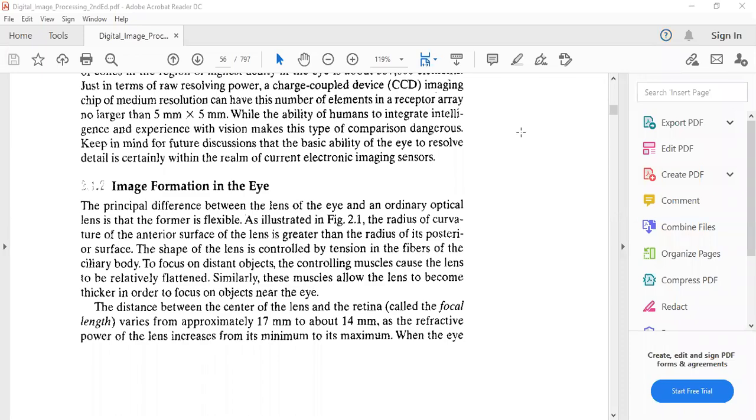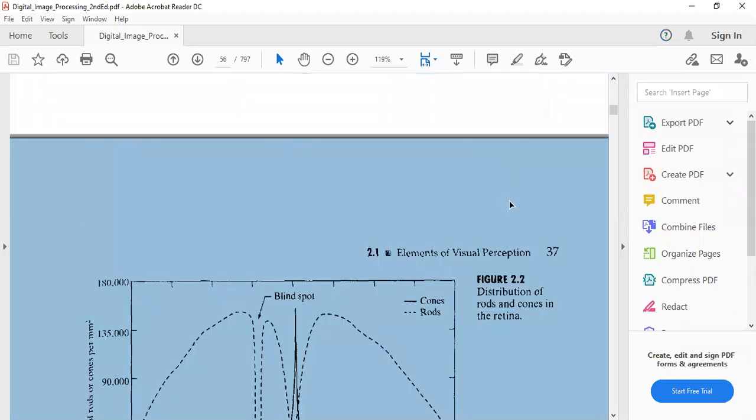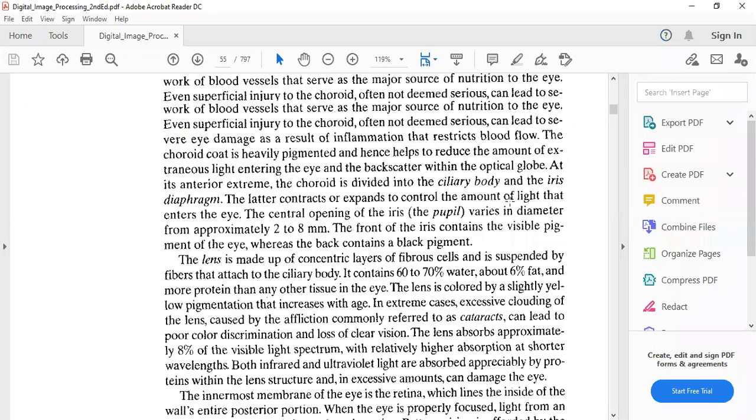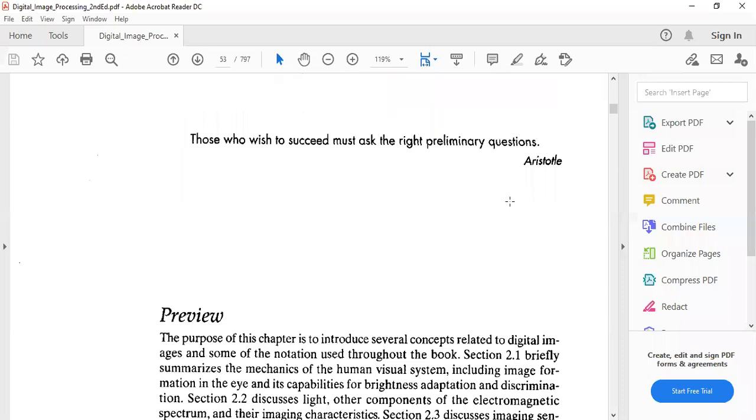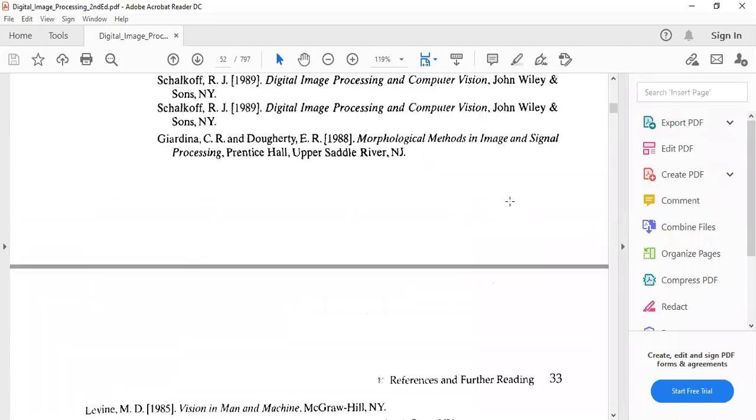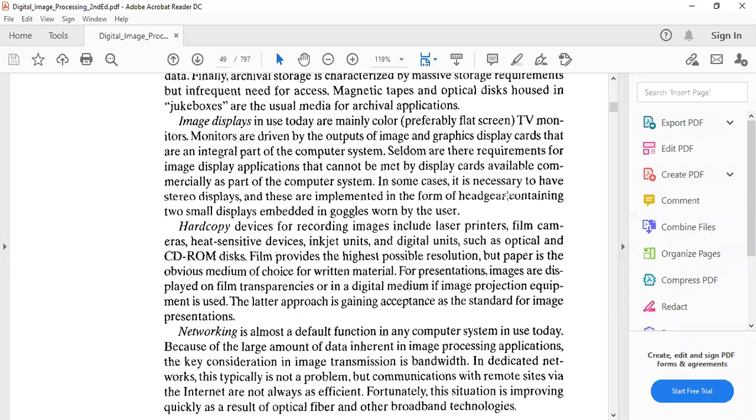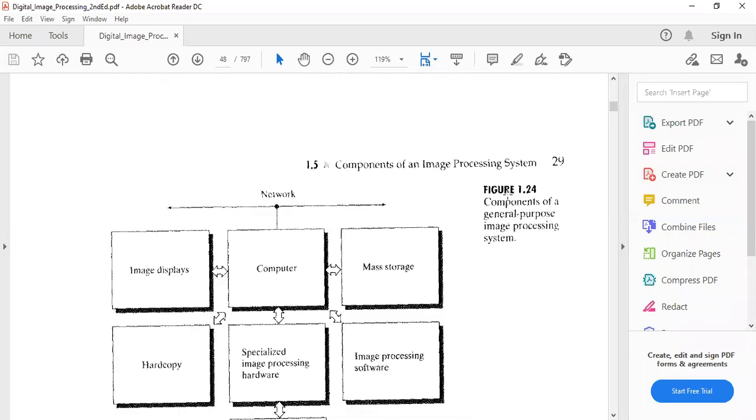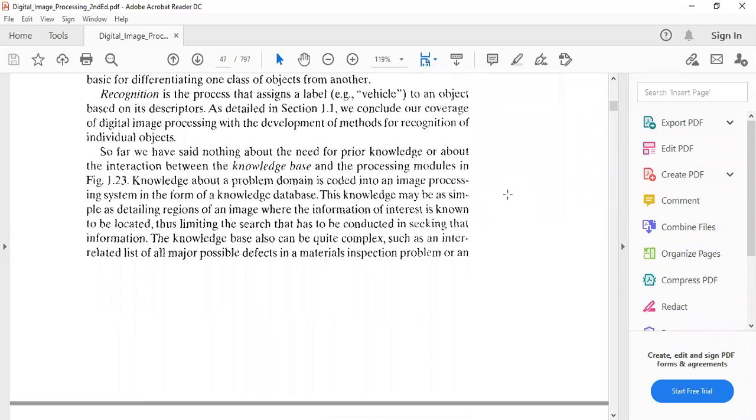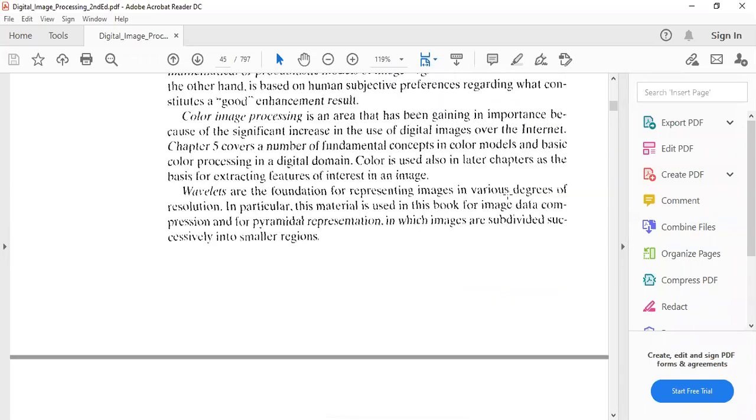Yes, sir. Okay, in last class, I explained about components of digital image processing. Before that, I explained the fundamental block diagram of a digital image processing system. These are the two things that I explained in last class.